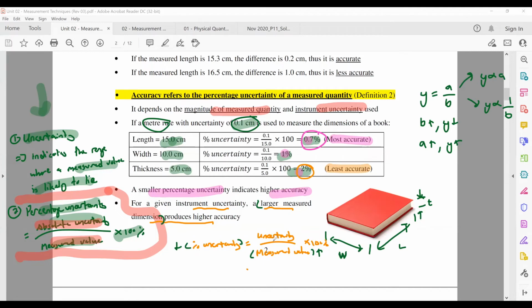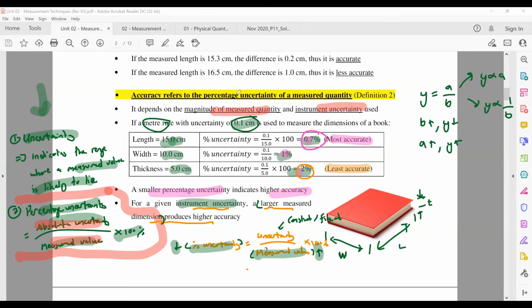Percentage uncertainty is uncertainty over measured value times 100%. Is your measured value large? If you have a certain given instrument uncertainty, this one here being constant, okay, this one is fixed, if you have a larger measured value, you're going to have a smaller percentage uncertainty.